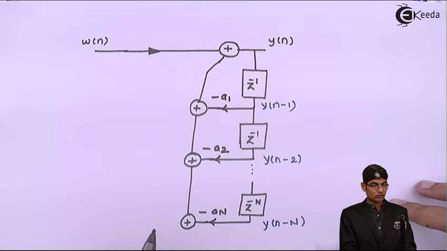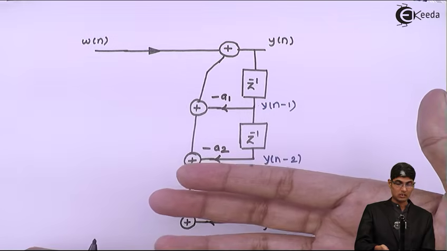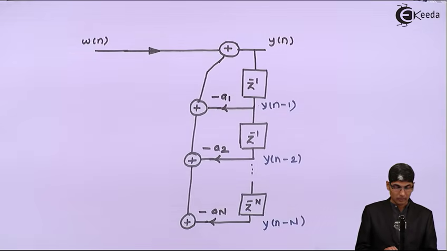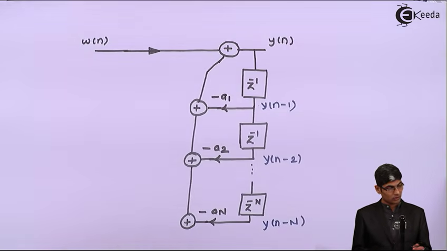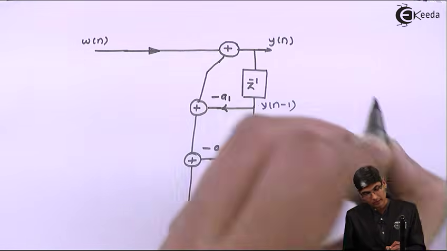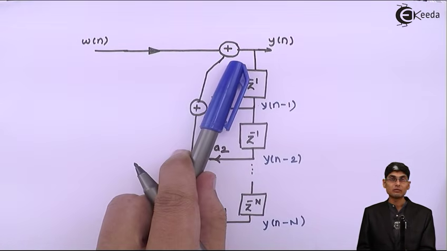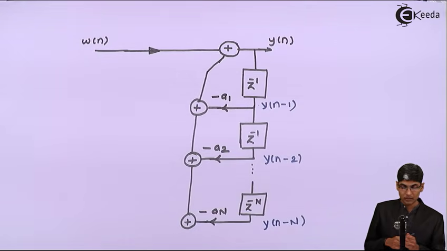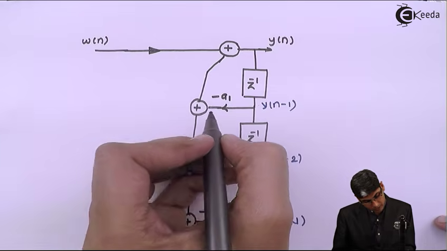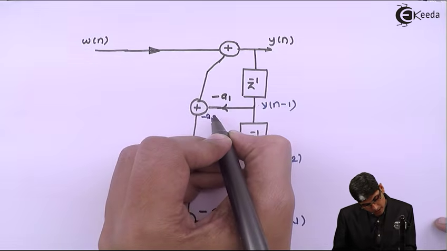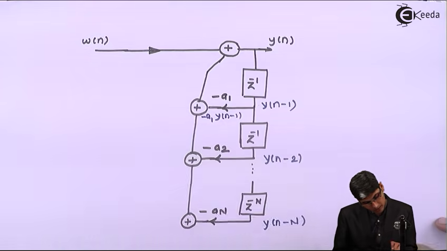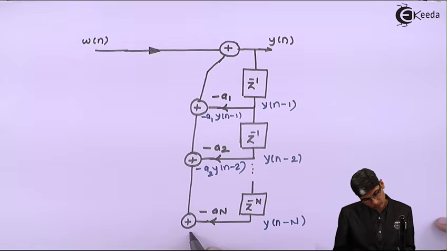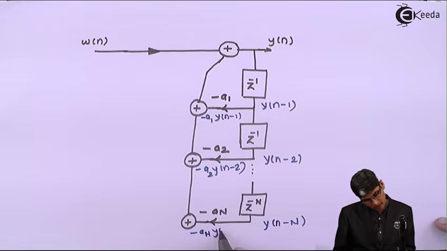Understood? So we see that it is going behind. The previous structure was coming ahead and this structure is going behind. So now we see that the total y of n will be w of n coming from here with coefficient 1 and then the delayed versions of y. So what will be the values coming over here? Input is minus a1 y of n minus 1, here will be minus a2 y of n minus 2, and here it will be minus an y of n minus n.